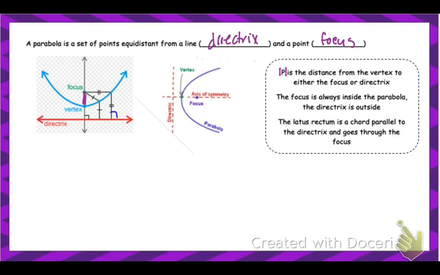So this distance right here would be the value of p, as well as this distance right here. That value would also be p. Same thing if the parabola is going the other way. So this one, that distance between those two is p. That distance right there is also p. One thing you'll notice is that the focus is always inside the parabola, the directrix is on the outside.